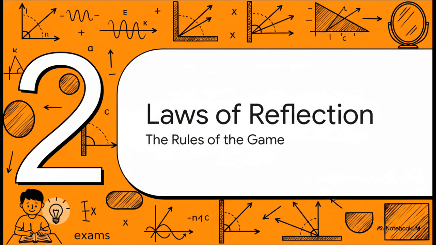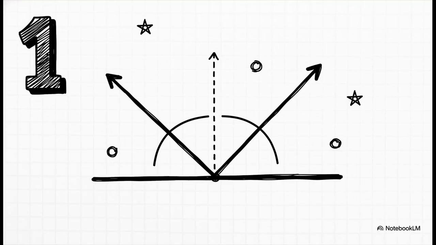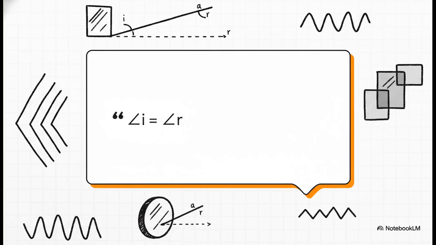So, now that we know all the terms, let's look at the two very simple laws that reflection always follows. These are the rules of the game, and they are absolutely fundamental. The first law is beautifully simple. The angle of incidence is always equal to the angle of reflection. Basically, the angle at which light hits the mirror is the exact same angle at which it leaves. It's a perfect, symmetrical bounce every time. And we can write this very simply, as you see here. Angle I is equal to angle R. Please remember, this little equation, it's the key.